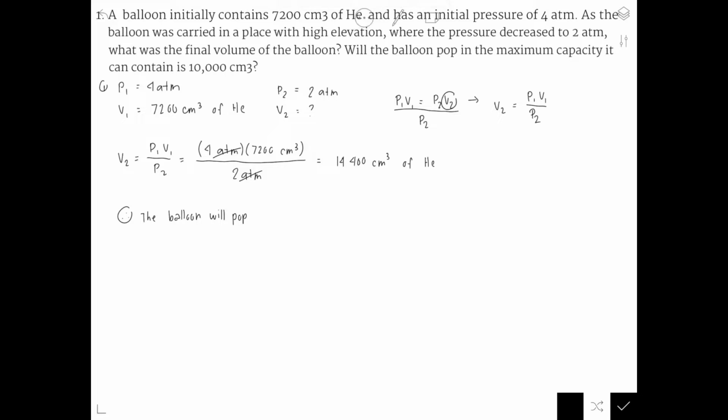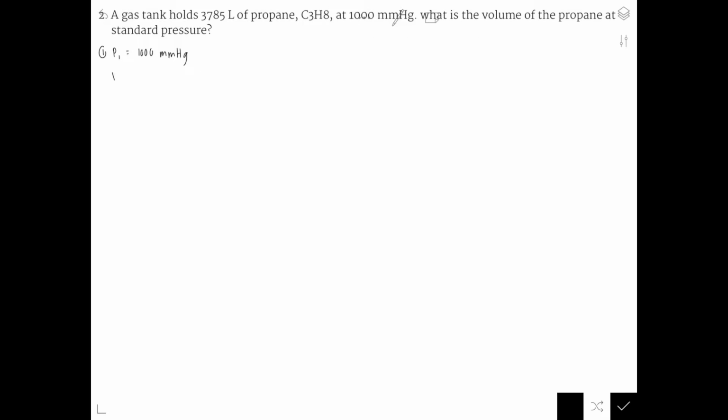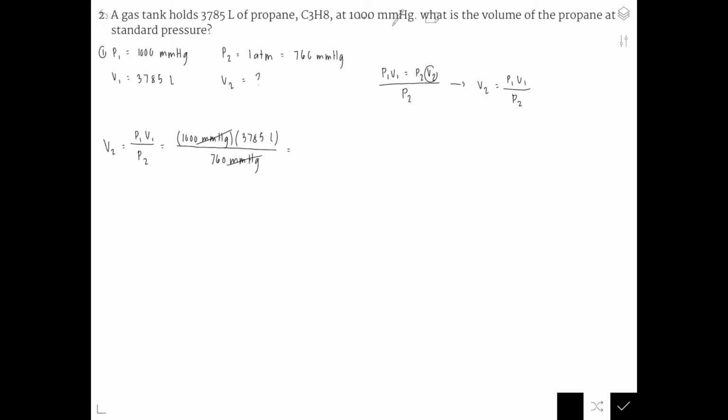The balloon popped in this equation because its volume increased too much that its container can't handle. Same goes for this next problem. Since it is Boyle's law, we can expect an increase in volume as it goes into standard pressure. Notice that we can observe the relationship between variables in answering the question.